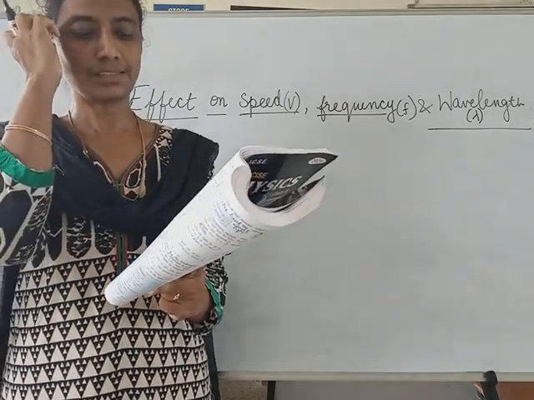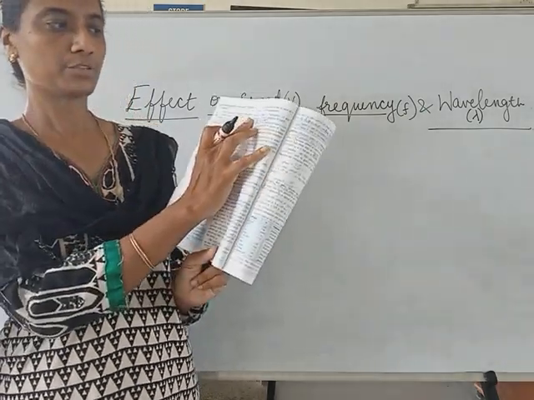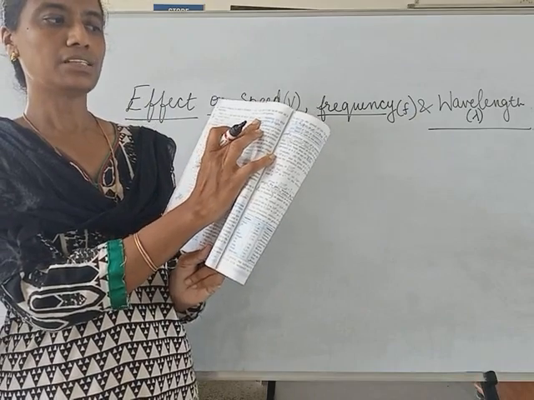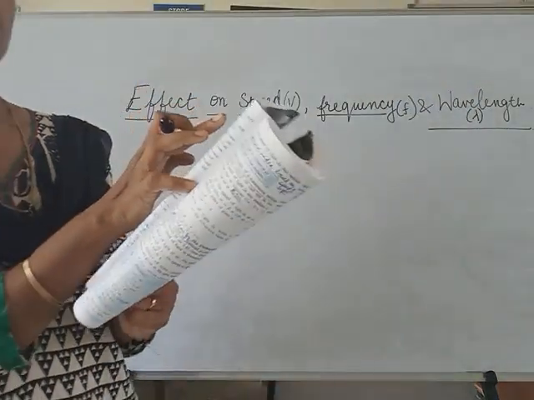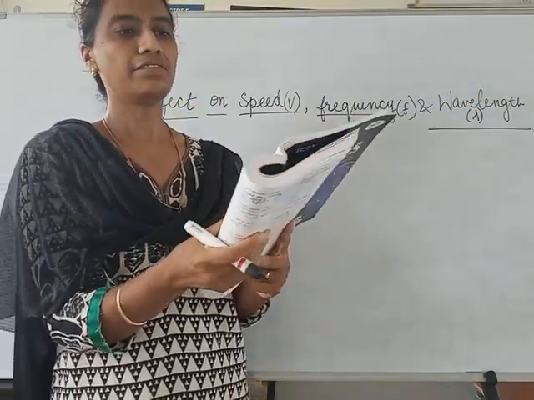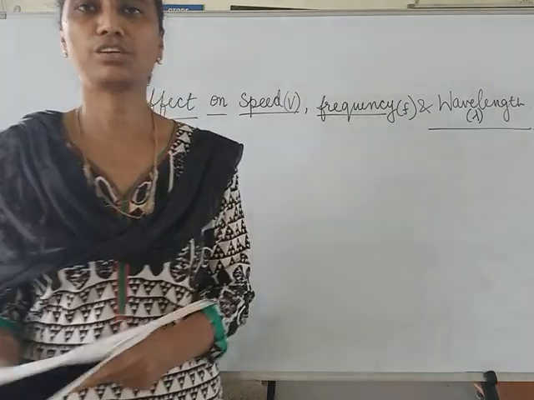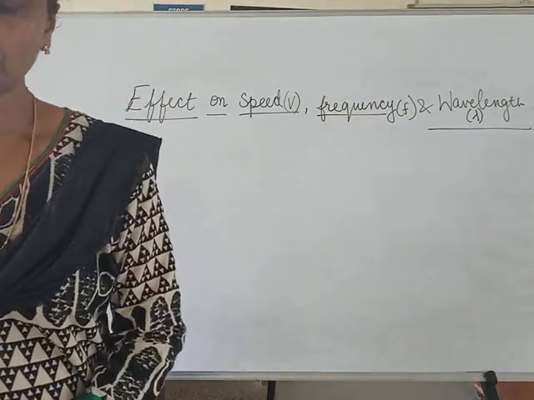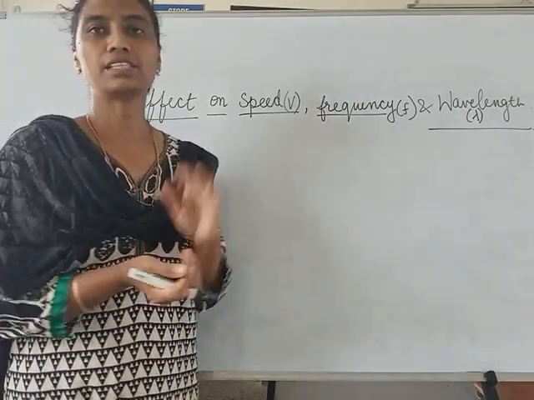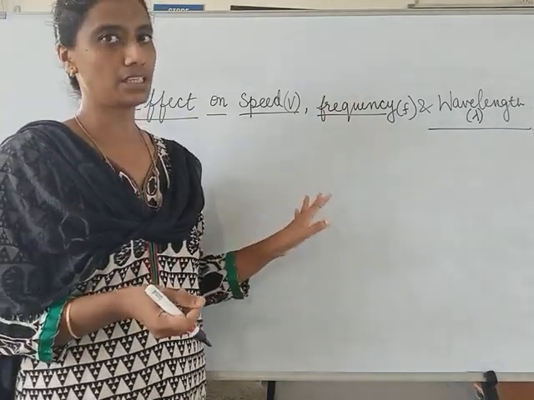Before speed of light in this, there's one portion called effect on speed, frequency and wavelength. I hope you're able to see. I'm going to do this topic, effect on speed, frequency and wavelength due to refraction of light. Now, what are the things that will change and what are the things that will not change?